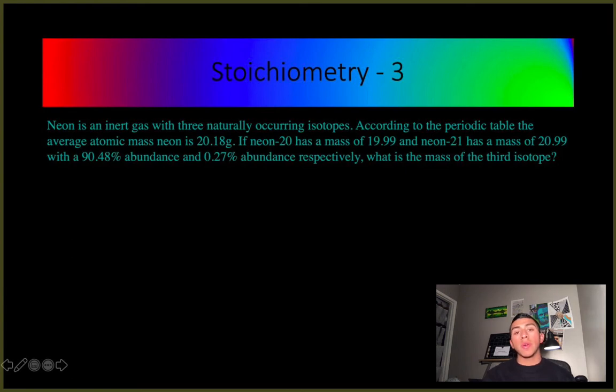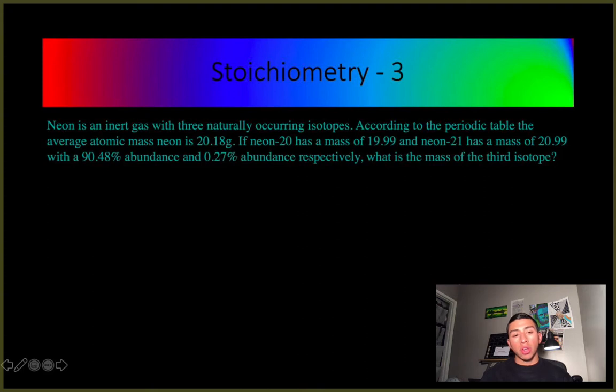In this video, I will be going over another problem involving the average atomic mass of an element. Let's go ahead and read the problem. Neon is an inert gas with 3 naturally occurring isotopes. According to the periodic table, the average atomic mass of neon is 20.18 grams. If neon 20 has a mass of 19.99 and neon 21 has a mass of 20.99 with a 90.48% abundance and 0.27% abundance respectively, what is the mass of the third isotope?